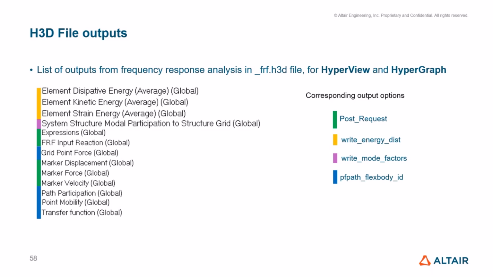And these are the outputs in the FRF.S3D. So the items in the green are the requests created using the post request. And when you enable the write energy distribution, the items in the yellow are outputted. And the magenta is when write mode factor is enabled. And when you specify the PF path for the flex body, all the blue outputs are outputted, like grid point forces, path participation, point mobility, and transfer function.